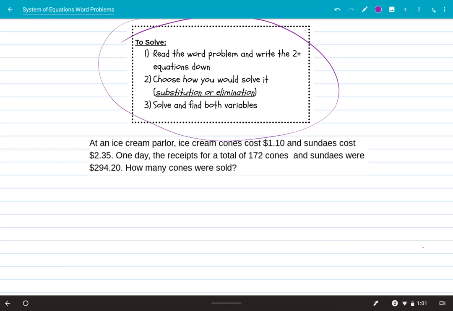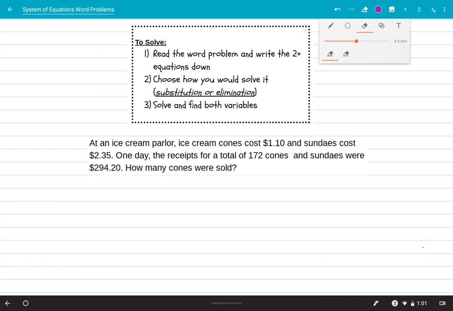Okay, first thing is you're going to look in here. Here are all the instructions on how you would do it. To solve it, we're going to first read the word problem. We always have to read the word problem. After we read the word problem, we need to write the 2 or more equations down. For us, we're only going to do 2 equations. We are not going to do anything more than 2.